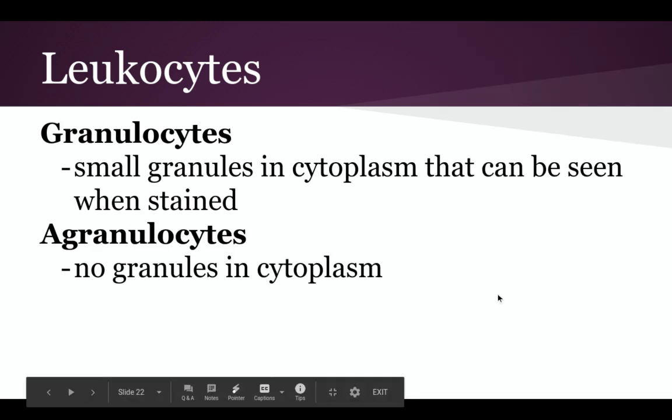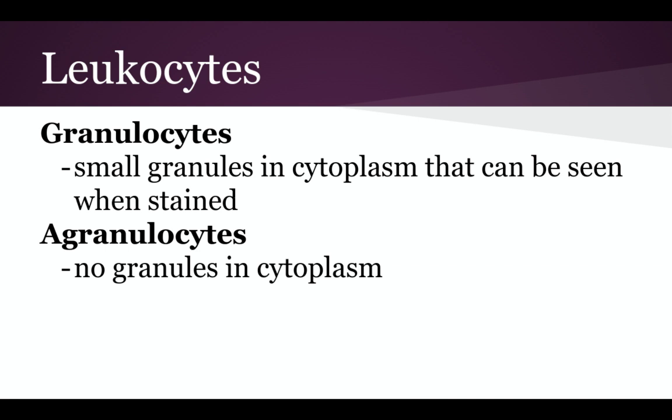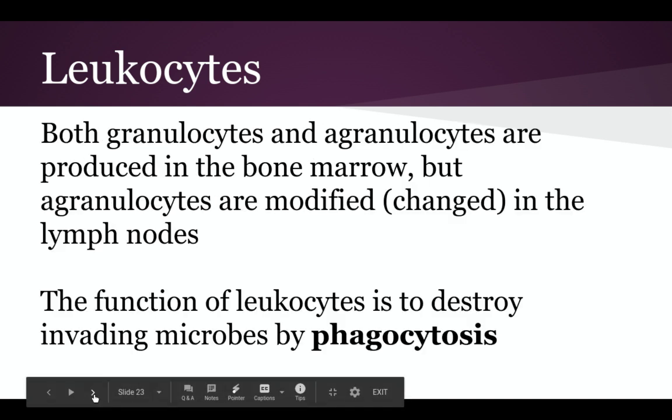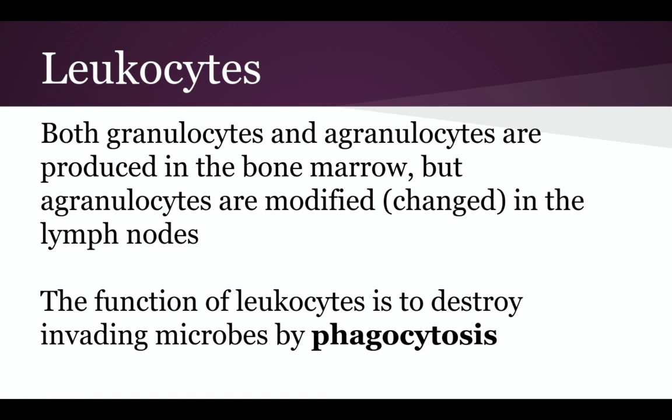Okay, so there are granulocytes. They have small granules in the cytoplasm that can be seen when stained. And agranulocytes, which have no granules in the cytoplasm. Both the granulocytes and the agranulocytes are produced in the bone marrow, but the agranulocytes are modified or changed in the lymph nodes. And then the function of leukocytes is to destroy invading microbes by phagocytosis.